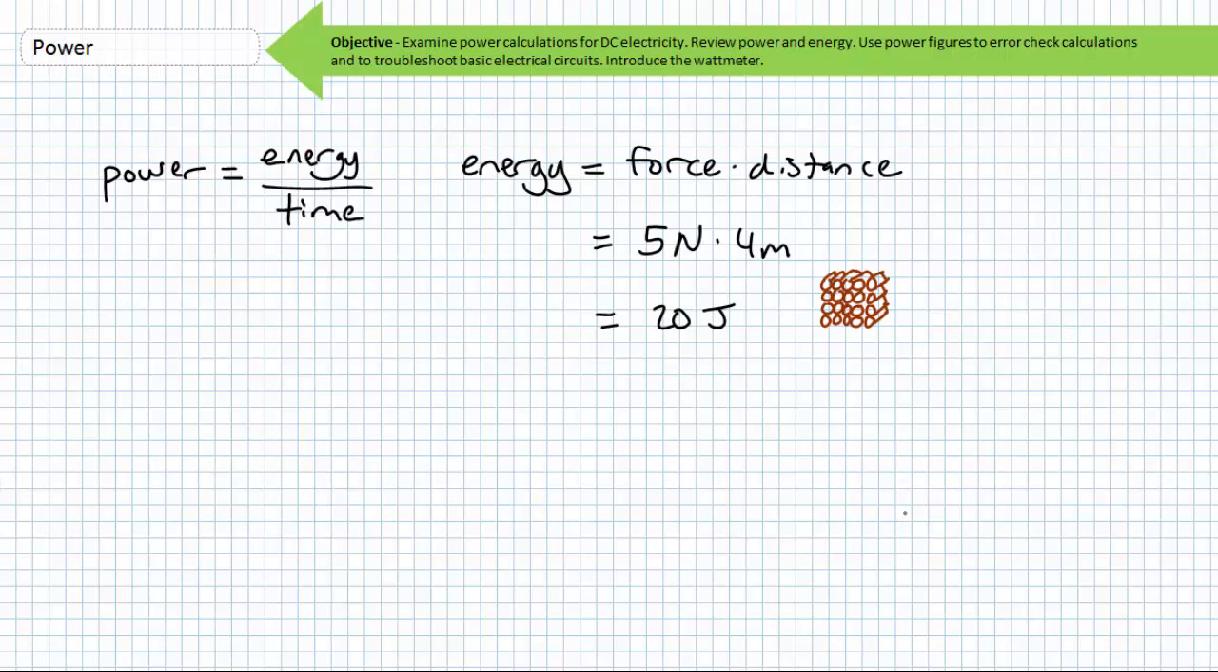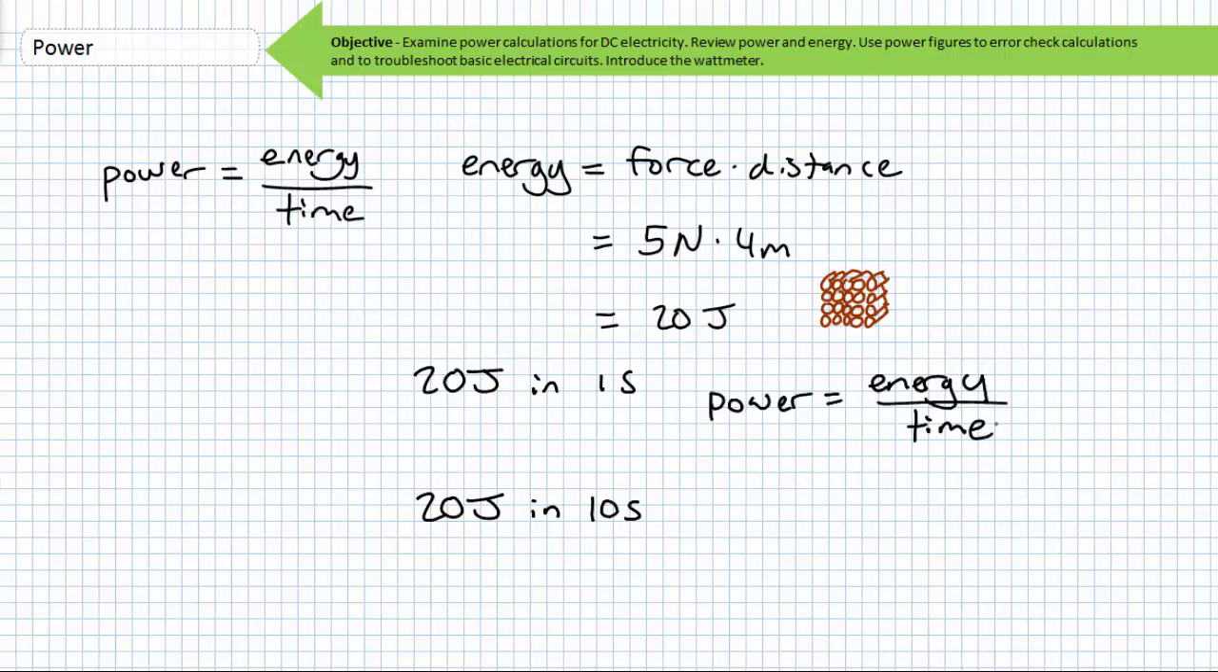Anyways, let's say a 20 joule task was accomplished powerfully in 1 second, and a similar 20 joule task was accomplished less powerfully in 10 seconds. Power is energy per time. The first task power input was 20 joules in 1 second. If a joule per second is a watt, our power input was 20 watts.